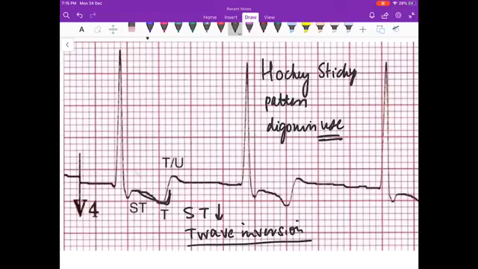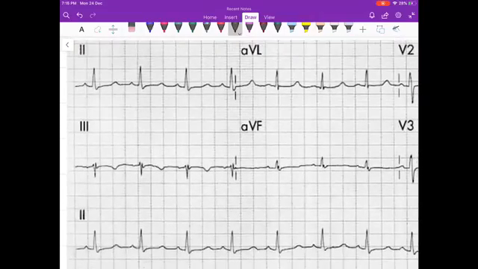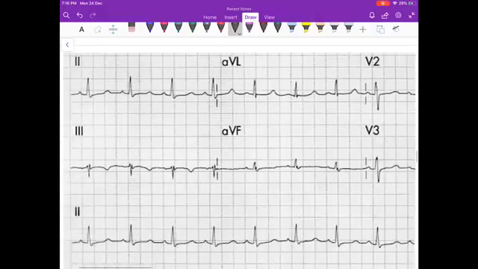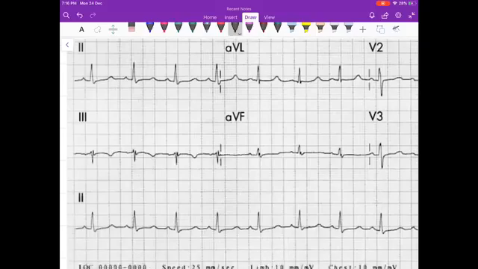Another characteristic ECG found in digoxin use is ventricular bigeminy. Friends, you will identify this ECG. I have put one question on this also. Okay. So coming on to the next question. So you will try to identify again this ECG.